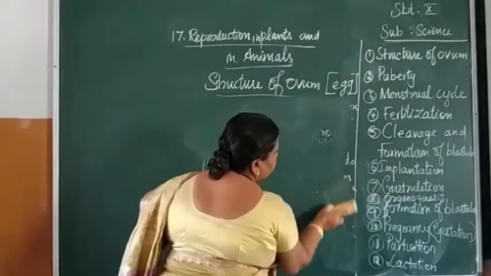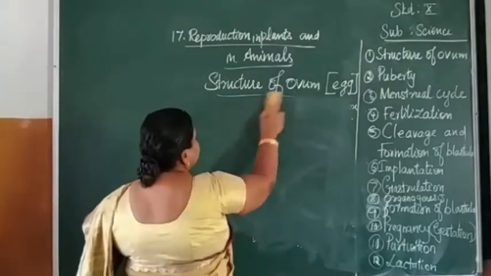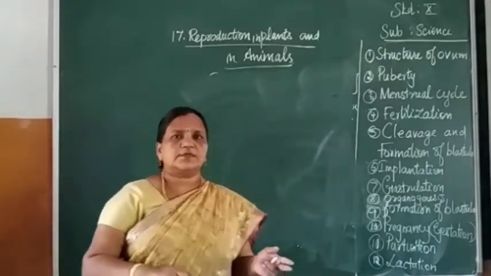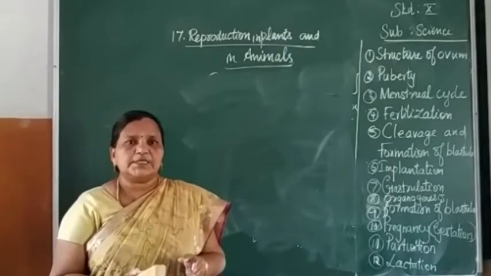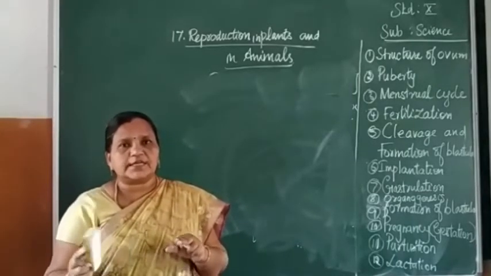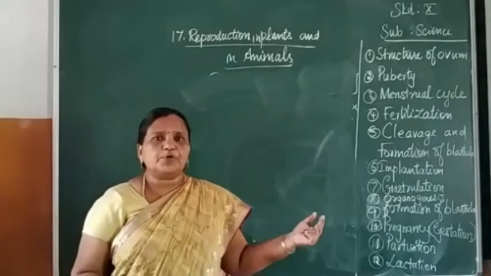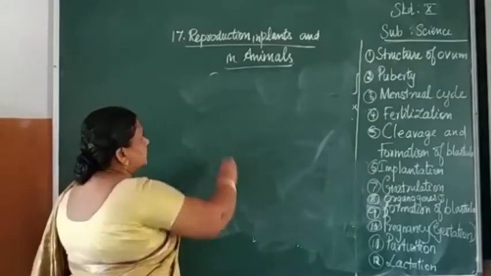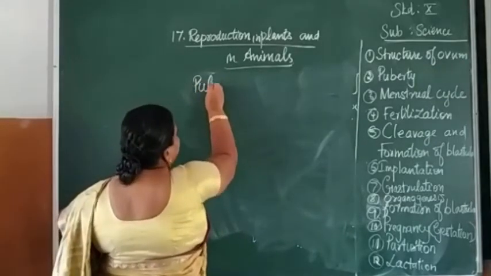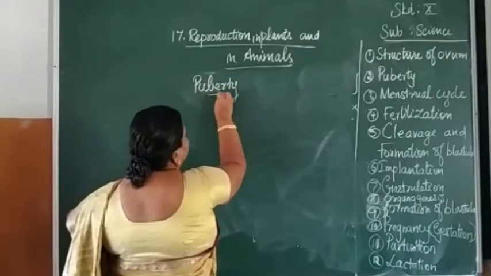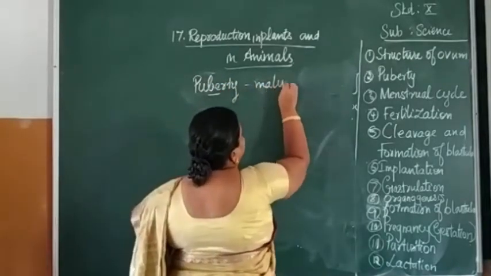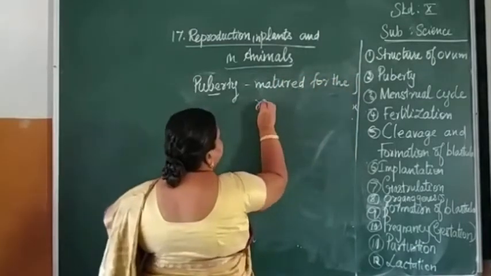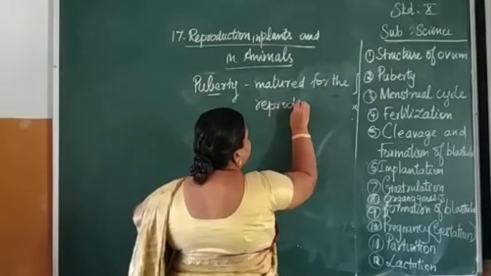Second one, puberty. What is puberty? When the young ones, males or females, are converted into matured ones, that means they are ready for reproduction. When they are ready for reproduction, they are attaining puberty, maturation. That stage is called puberty. So puberty means they are matured for reproduction. They are able to reproduce now.